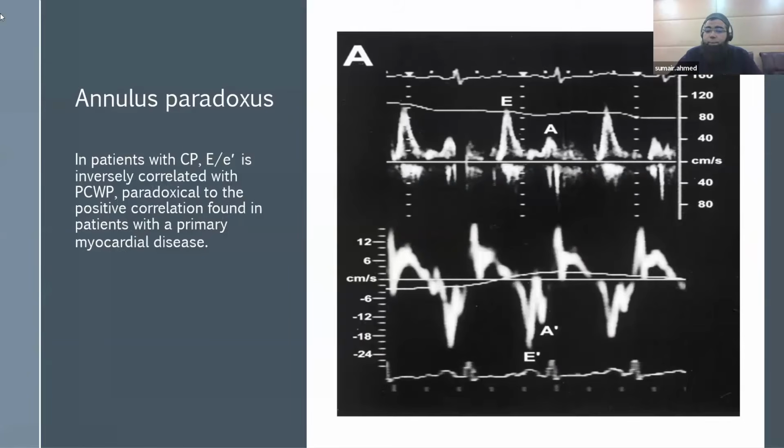We see that because of the rapid filling in diastole, E is much superior to the A wave, and we also get a greater E prime, greater than 10. So the E to E prime ratio actually becomes less, and the EA ratio increases. So it is actually paradoxical. So in patients with constrictive pericarditis, E to E prime is inversely correlated to the wedge pressure, paradoxical to the positive correlation found in patients with myocardial disease.